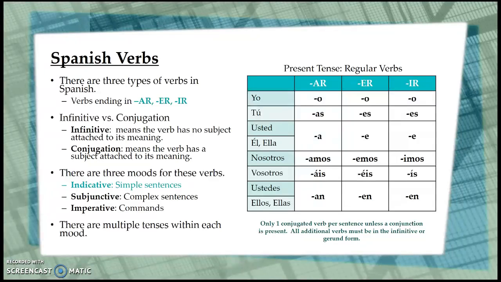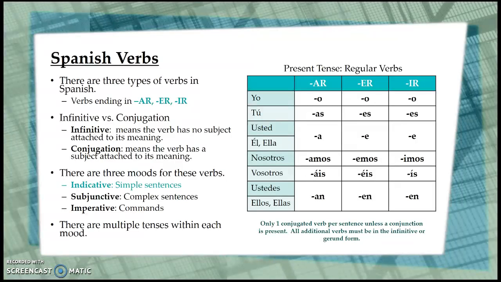There are also three different types of moods for verbs. The mood that you know currently is the indicative. This is for simple sentences. We'll also eventually learn the subjunctive mood, used for complex sentences, and the imperative mood, or a way of giving commands. Within each of these moods there's multiple tenses, so we'll stick with the indicative for a while and learn many different tenses within the indicative. And for right now, the first tense is reviewing the present tense of regular verbs.